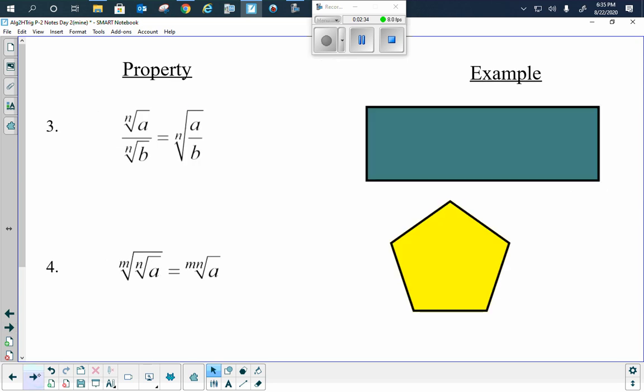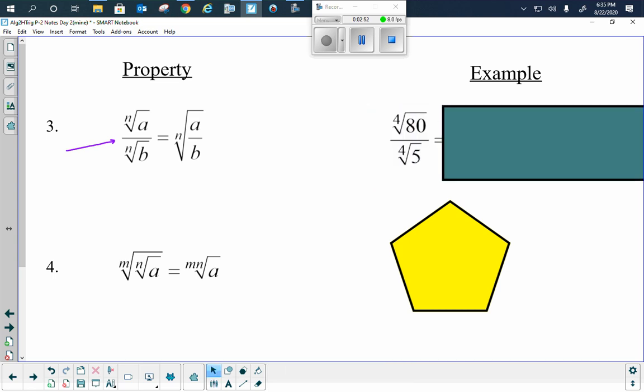For number 3, the next property, same thing with division, with the same index. The nth root of a over the nth root of b is the same as the nth root of a over b, one big fraction. So for example, the 4th root of 80 over the 4th root of 5. It would be pretty hard, whether the numbers are nice or not, because of the big numbers, to figure out the 4th root of 80 and then the 4th root of 5. So the advantage is to know this property backwards and forwards, in both directions.